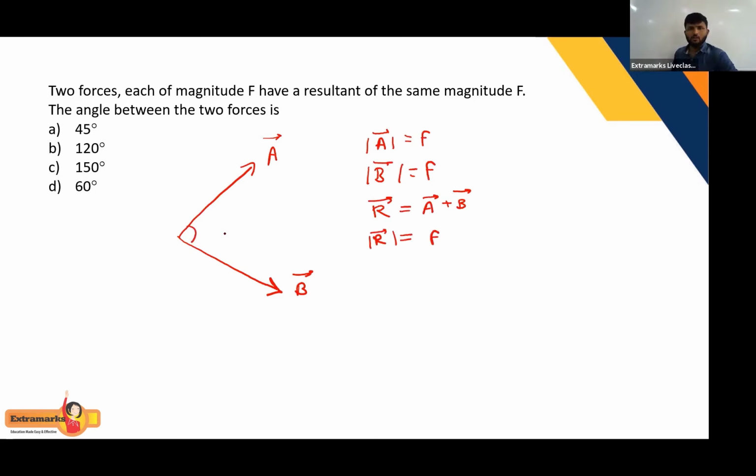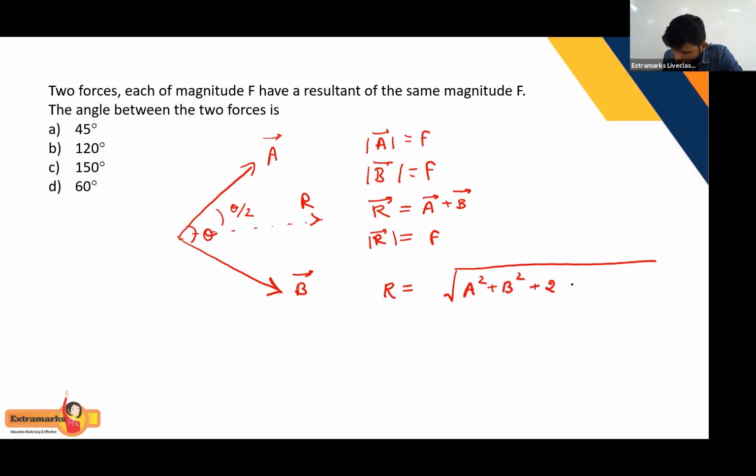Here I am assuming theta is the included angle, so the resultant will be in between because the magnitudes are the same. So exactly the resultant will be at an angle of theta by 2. I am assuming this to be R. Now in the problem given, the resultant can be found using the parallelogram law: under root A square plus B square plus 2AB cos theta.